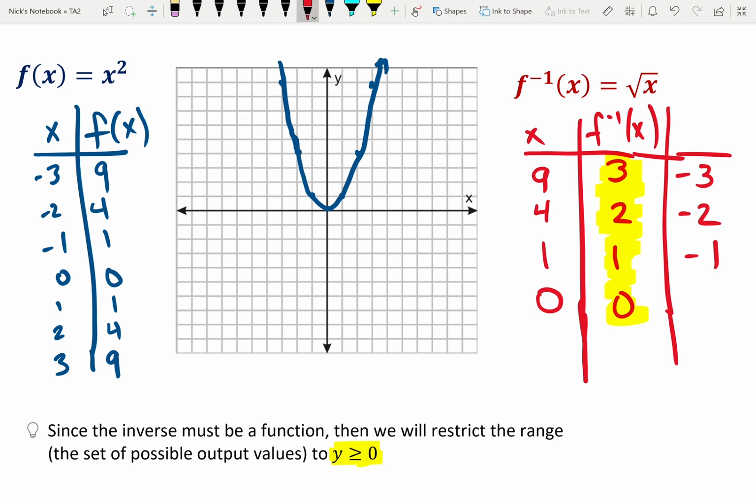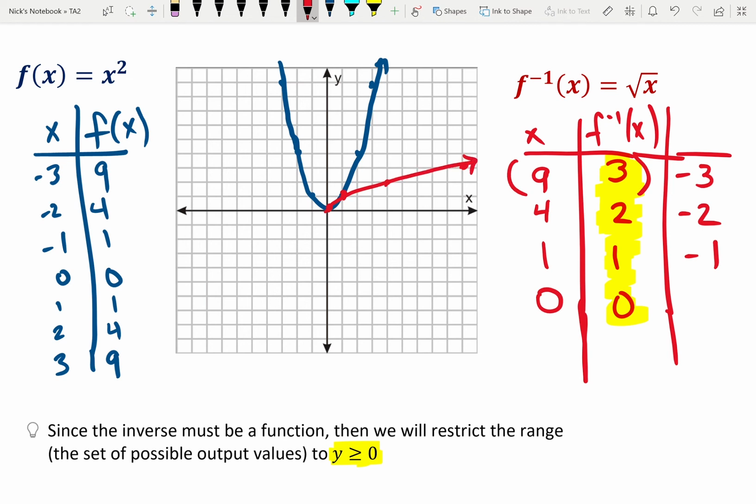So we go right 9 and then up 3. Right 1, 2, 3, 4, 5, 6, 7, 8, 9, and then up 3. Then I go right 4 and up 2. Right 1, up 1. And 0, 0. Again, we said that these negative values don't really matter, so we don't want to use those right now. Let's go ahead and draw that, and there we go.